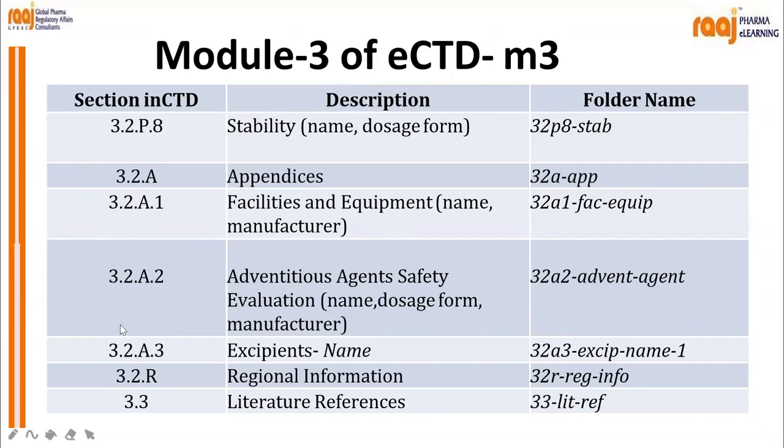Then coming to the last CMC part, that is 3.2.R. 3.2.R talks about the regional information and 3.3 is the literature reference.